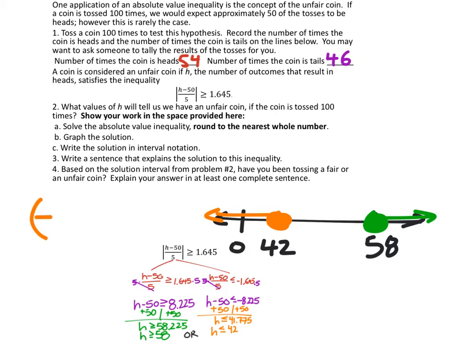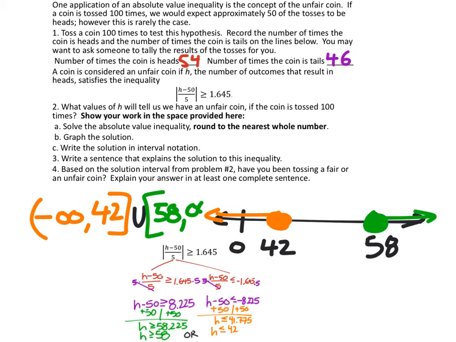So we're going to show this as going from negative infinity, stopping at 42, which is included. And then, we're going to unite it with the green, which starts at 58. And I'm trying to write that a little bit smaller to squeeze this in. Going to infinity, that's the interval. So that takes care of part B and C on question 2 there. But then it says, write a sentence that explains the solution to this inequality. We can do that.